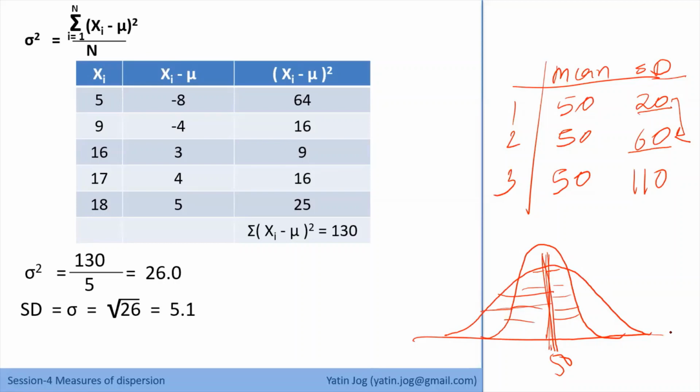And then my third data set has a very good spread, that is 110. So it is almost a flat curve. So from mean and standard deviation, now you can try to visualize the data set, how my data set looks like. And then you can compare two or multiple data sets. If you want to understand the behavior of multiple data sets, then you have to have these two values, mean and standard deviation.